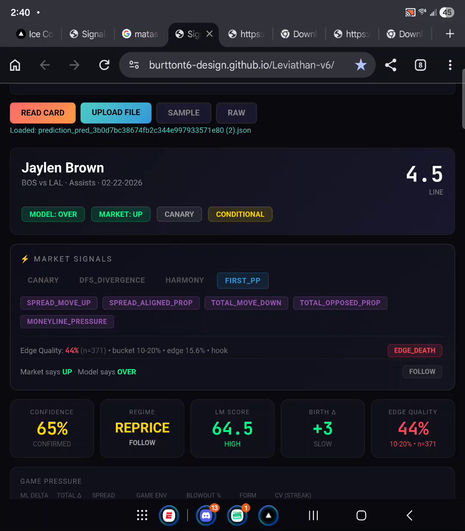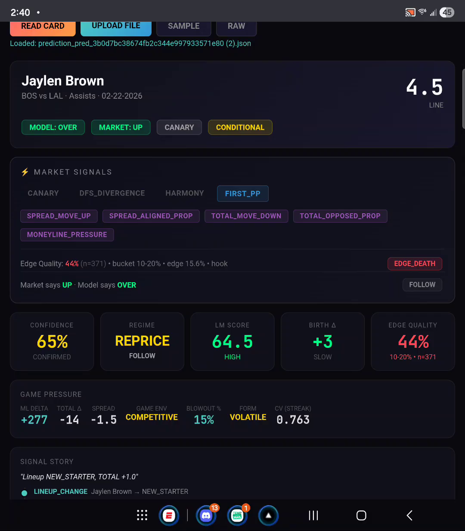Now, looking at this, I'm looking at Jaylen Brown. I'm looking at his assists at 4.5. I can see that the market is up on it. I can see that the model is over on it. So then I look at the signs, canary, and all these signs that we talk about. You want to know the purple? The purple are like the regime drivers, what actually is the reason for this line to move.